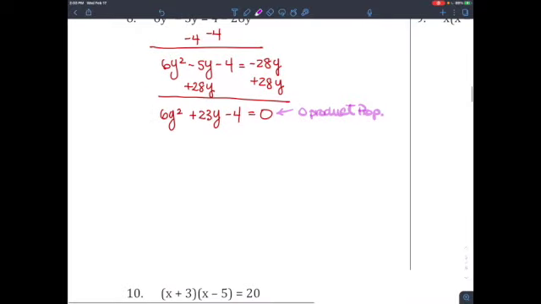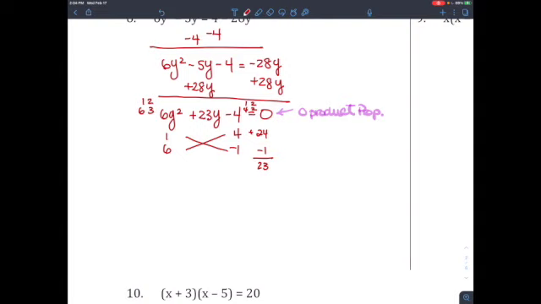What I can do is break it down. That's going to be 1 and 6, 2 and 3, and 1 and 4, 2 and 2, 24 right there. So I'm going to go 1 and 6, 4 and 1, and that's going to give you positive 24. Now, since I want positive 23, I'm going to have positive 24, and then negative 1, that's going to be 23.